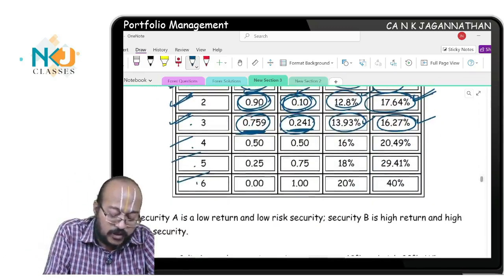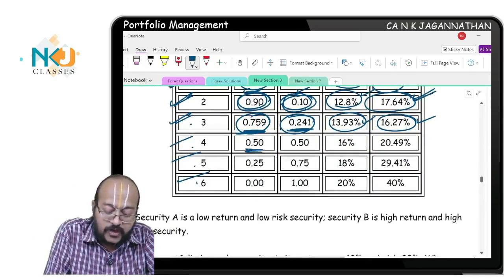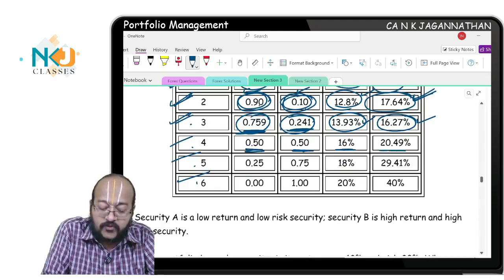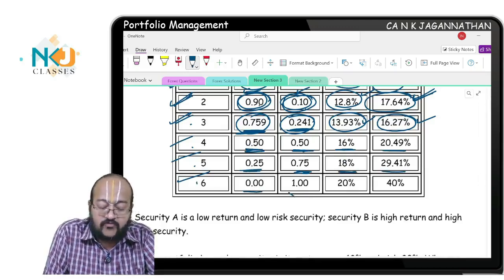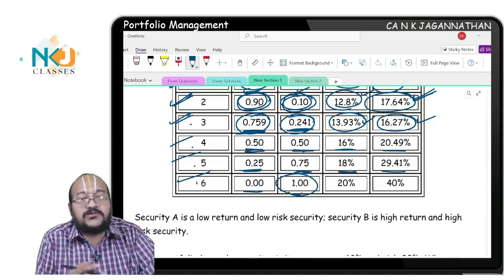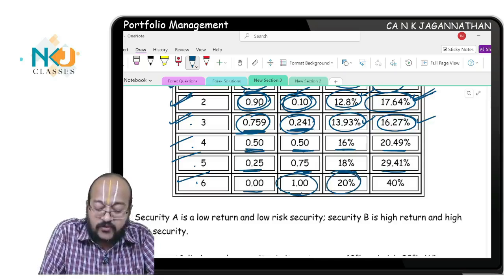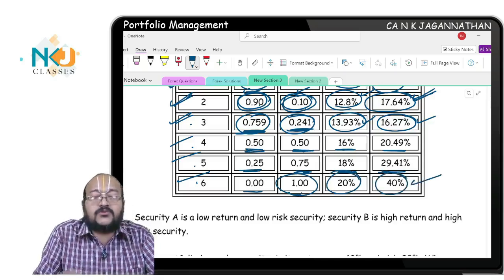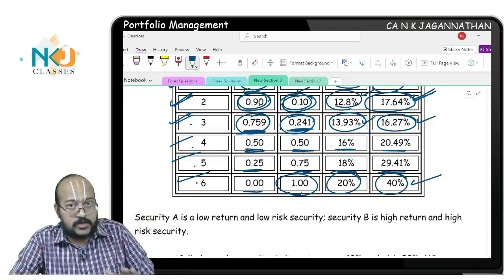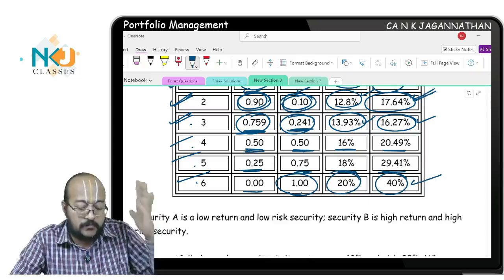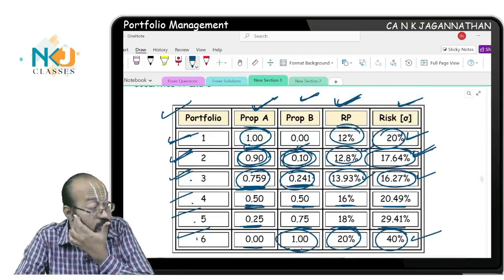Like this, I computed for all these varying scenarios. 50%, 50%: this is the portfolio return, portfolio risk. 25%, 75%: portfolio return, portfolio risk. 0%, 100%: the entire amount is invested in security Y, so the return of Y, 20%, will be there, and the risk of the portfolio will be the same as the risk of Y. Are you all understanding? You understood the calculation. Now come to the interpretation part. Observe carefully.